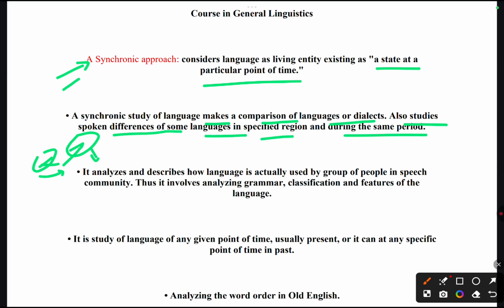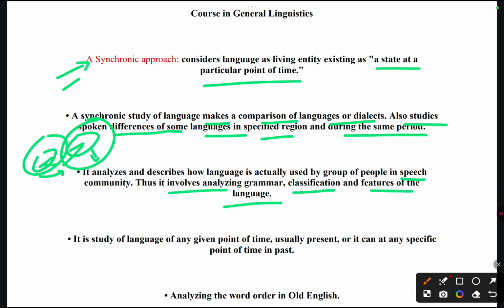It analyzes and describes how language is actually used by a group of people in a speech community. Friends, there will be people who will be using these languages. A group of people using a particular language, we call a speech community, meaning people using a common speech. For example, the people living in Britain will be using the English language, so we will call them the English speech community. It also analyzes grammar, classification, and the features of a language.